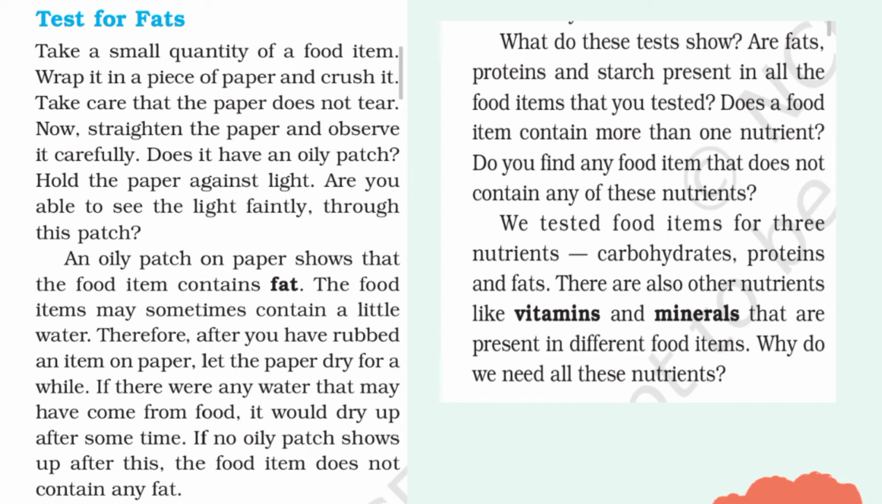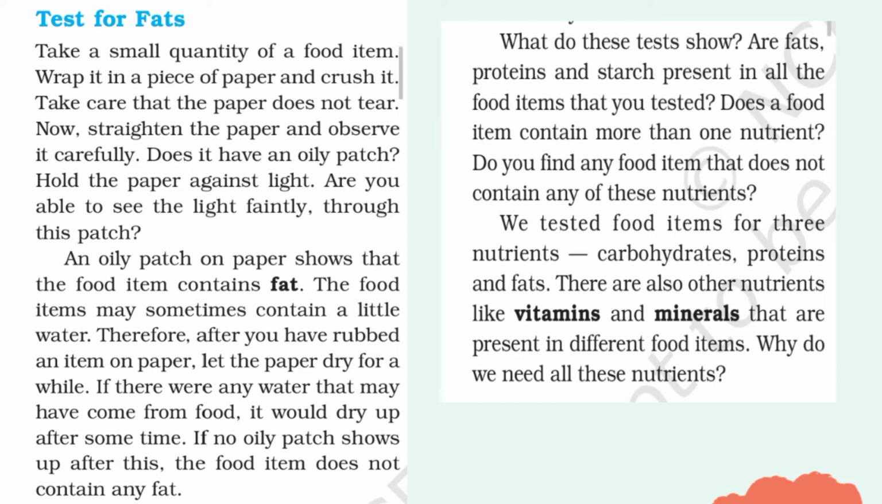Hold the paper against light. Are you able to see the light faintly through this patch? An oily patch in the paper shows that the food item contains fat. The food items may sometimes contain a little water. Therefore, after you have rubbed an item on the paper, let the paper dry for a while. If there was any water that came from the food, it would dry up after some time. If no oily patch shows up after this, the food item does not contain any fat.